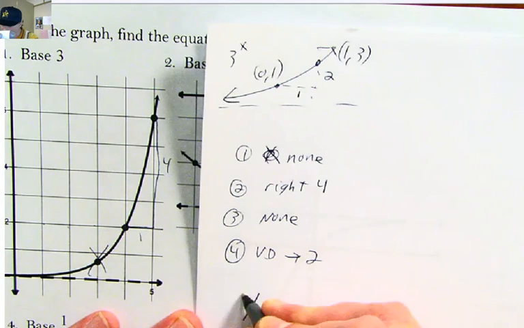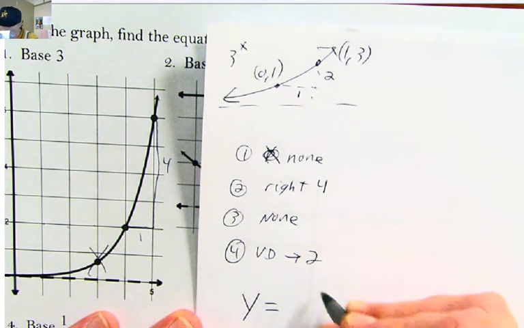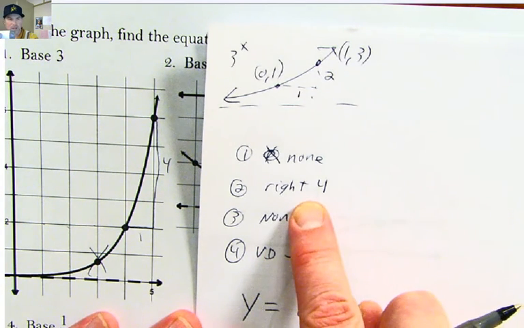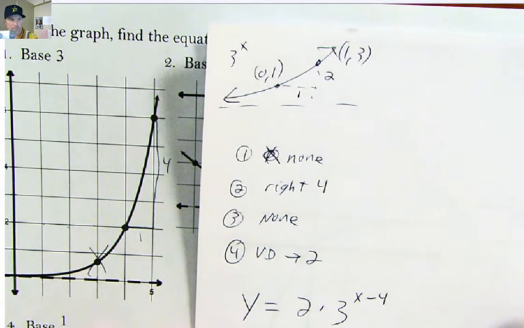Okay, so then you're going to go ahead and get all this into your equation. It's a base of 3. A vertical dilation of 2 means it's going to be 2 times 3 to the, and then for a right 4, I'd write x minus 4. And that's it for number 1. Number 2.